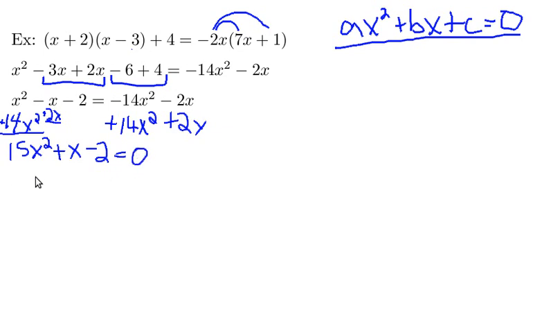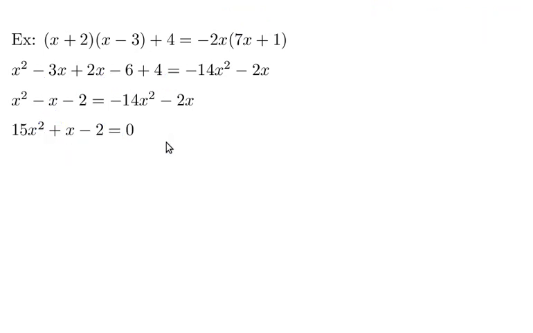So I'm going to go ahead and type this out and then clear off all this stuff. So we have 15x squared plus x minus 2 equals 0. Okay, so now let's clear that off. Wait a minute, that is not correct. There we go, so 15x squared plus x minus 2 equals 0. Now I'll clear off all the writing.